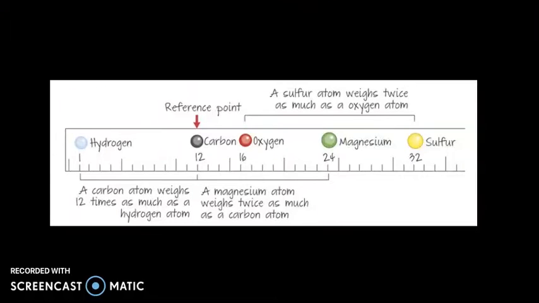As you can see in this diagram, we have hydrogen here, carbon here, oxygen here, magnesium and sulfur. So carbon is our reference point. And in terms of carbon, hydrogen is 12 times less than carbon in terms of mass, and magnesium weighs twice as much as a carbon atom, and sulfur weighs twice as much as an oxygen atom. These are the common elements you'll find in most of the formulas. So this basically explains it.